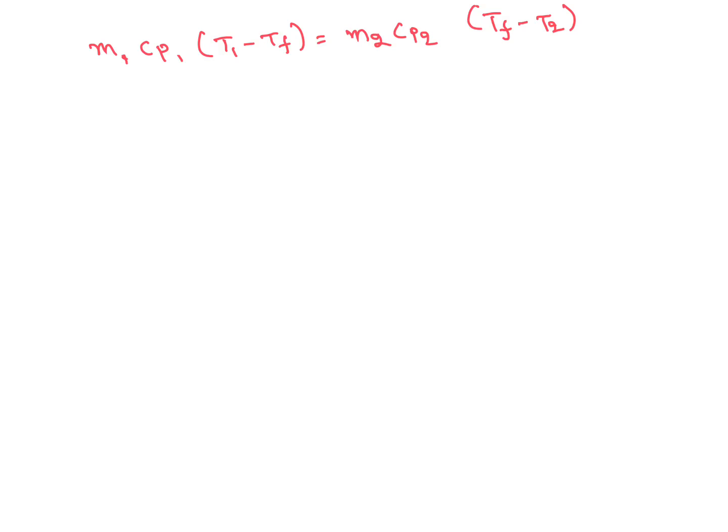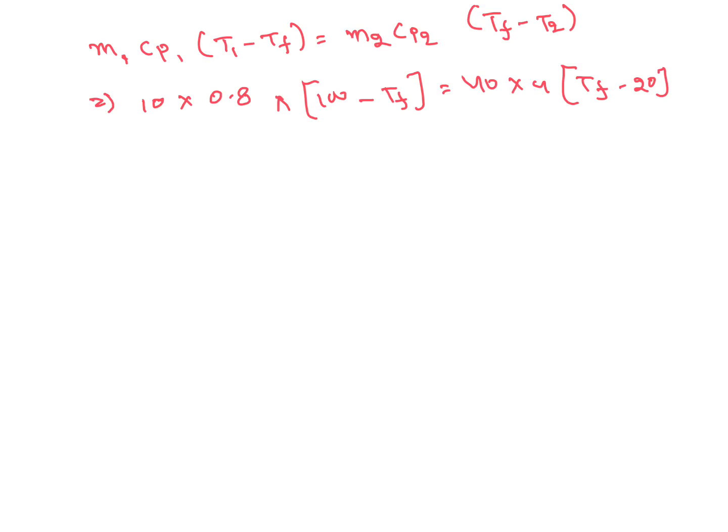So put the values: 10 into Cp1 is 0.8 into T1 is 100 minus Tf. Here M2 is 40, Cp2 is 4 into Tf minus T2 is 20. So we will get 4.